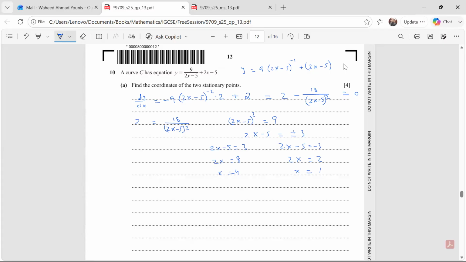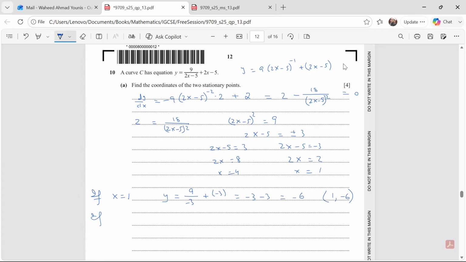Okay, now if x is 1, what's the value of y? y is going to be, substitute x equal to 1. So 2 times 1 is 2, minus 5 is −3. And plus 2 times 1 is 2, minus 5 is −3. So this is −3, −3, so the answer is −6. So one stationary point is (1, −6).